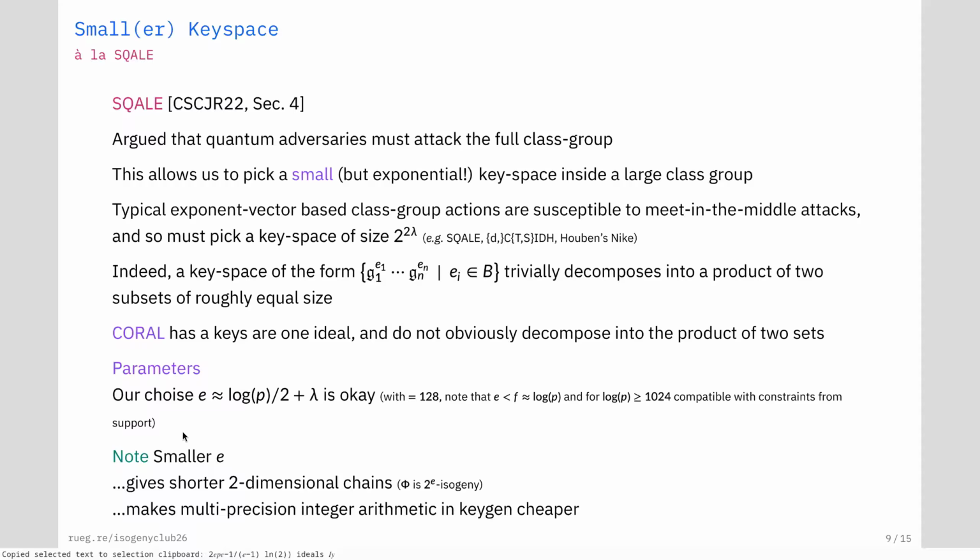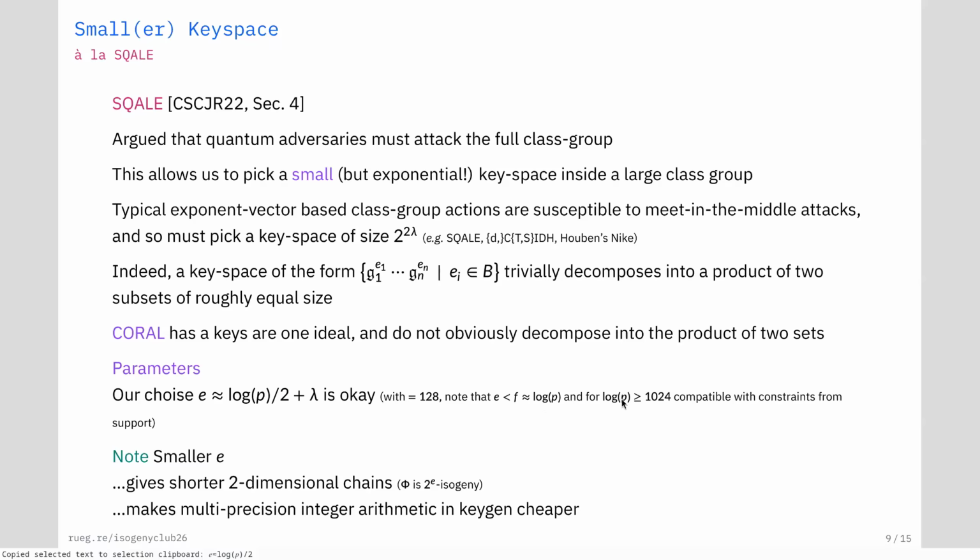So the choice that we made before, this E being log P over 2 plus lambda, is enough, right? We don't need to have a 2 lambda here because the key space only needs to be of size 2 to the lambda. So with lambda of size 128, we see that E is much smaller than log P. So we absolutely have enough torsion.